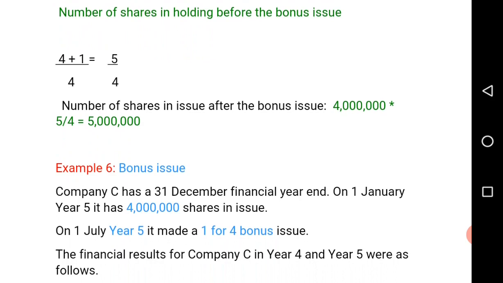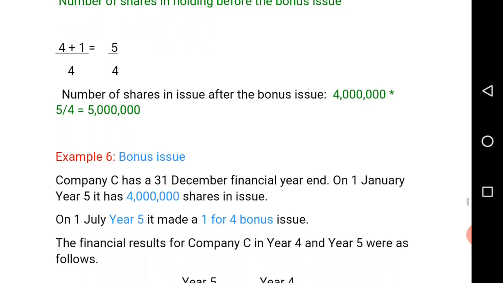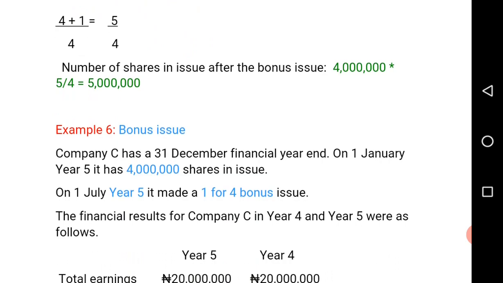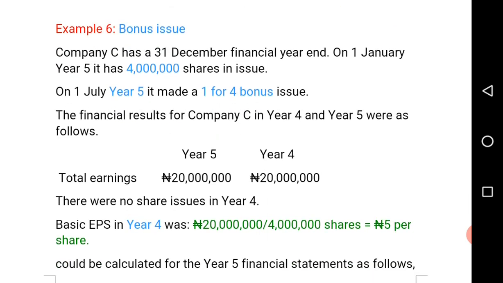On 1st January year 5, it has 4 million shares in issue. On 1st July year 5, it made a 1-for-4 bonus issue. The financial results for company C in year 4 and year 5 were as follows. Now we have, luckily they gave us the earnings here, not the profit after tax. That means they've taken care of all the stress for us there, and the stress I'm talking about is deducting the preference share dividends from the profit after tax to get the earnings here.